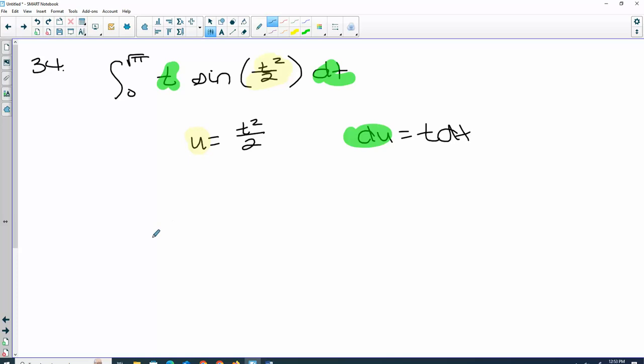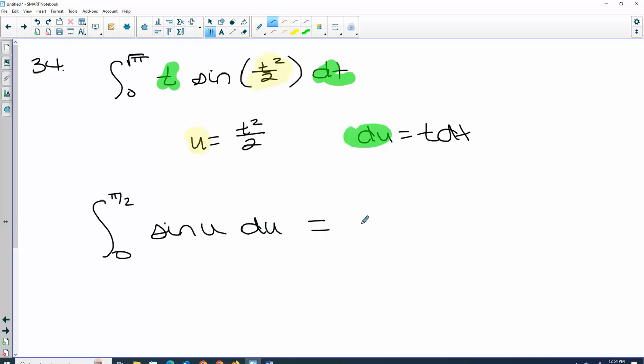If you change your limits, you plug these numbers in for t. 0 squared divided by 2 is 0. The square root of pi squared is pi, divided by 2 is pi over 2. So if you change them, then you leave it in terms of u. If you don't change them, you have to sub back out. So we have sine of u dt.